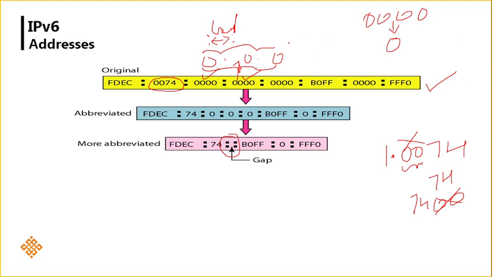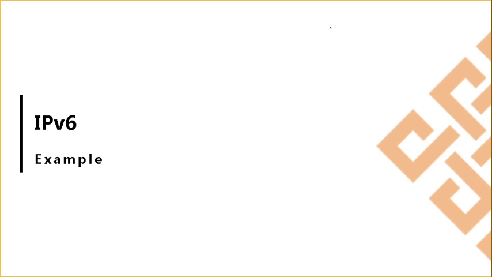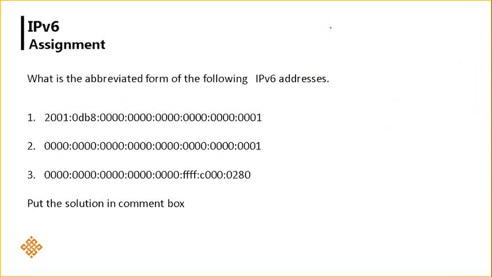So this is the last condition. First condition is this one, second condition and third condition. You can apply these three conditions to the original IPv6 address and simplify it. So let us solve one example. These are the assignment questions for you. However, the first one I will solve, the remaining two you can put the solution in the comment box. Let us see how to resolve this. This is your original IPv6 address. Now I want to simplify it into its normal form.